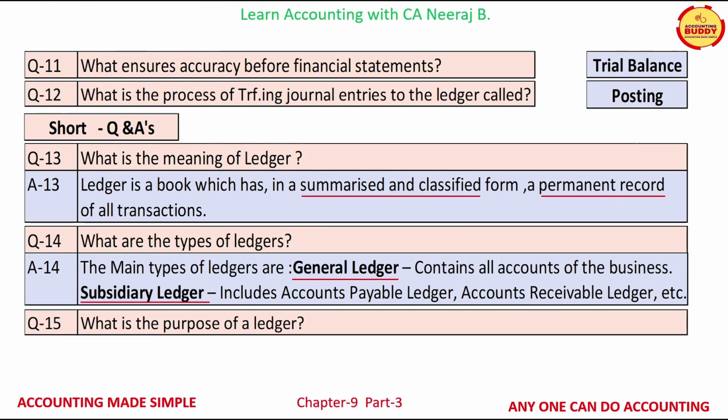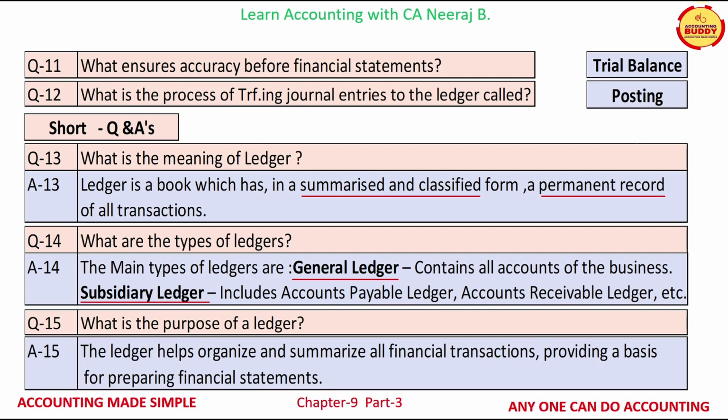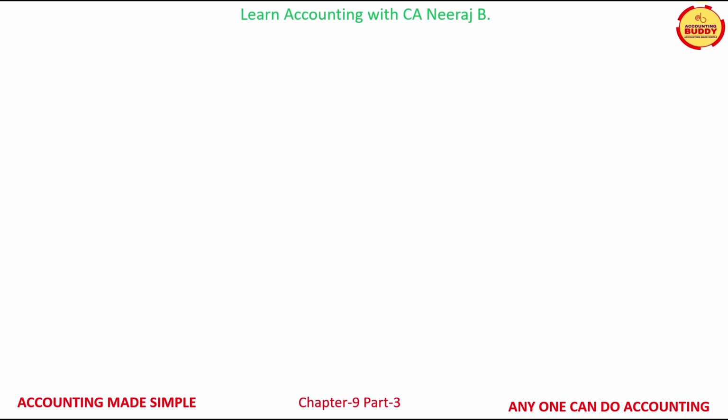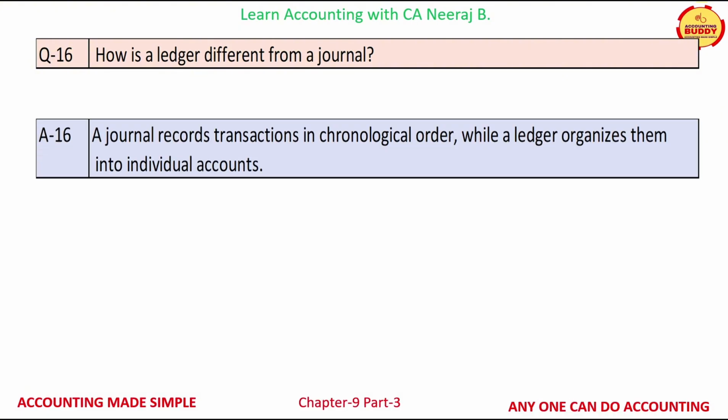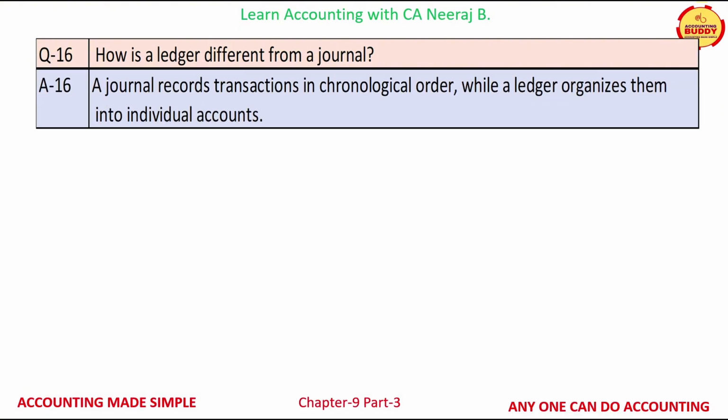Question number 15 is, what is the purpose of a ledger? The answer is, the ledger helps organize and summarize all financial transactions, providing a basis for preparing financial statements. Question number 16 is, how is a ledger different from journal? The answer is, a journal records transactions in a chronological order while a ledger organizes them into individual accounts.